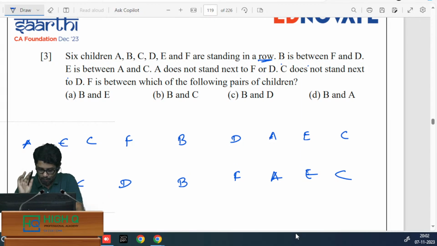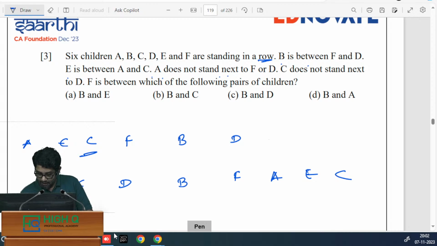Let us wait. Next. A does not stand next to F or D. Of course, if I take this arrangement, this is not possible. Am I right, my dear? Guys, you understand? Because in this case, if I write AEC here, A stands next to D, but it is given A does not stand next to F or D. So this arrangement is not possible. Is this arrangement possible? Yes, sir. This one is possible. And this one also not possible. Do you all agree? This one also not possible because A stands next to F.